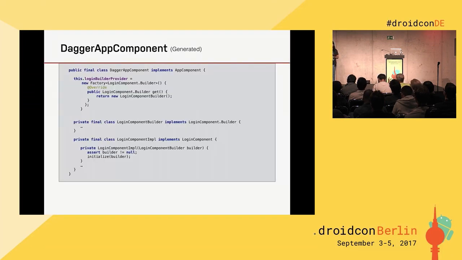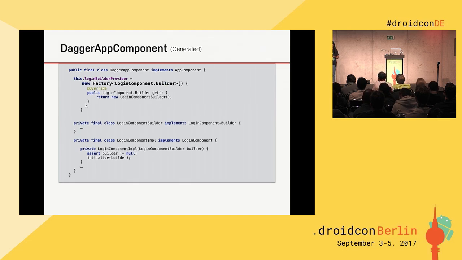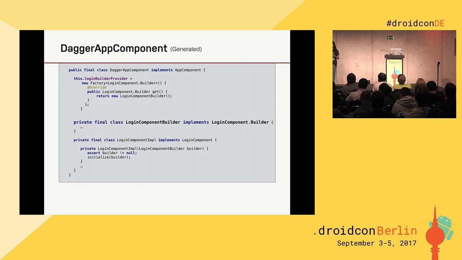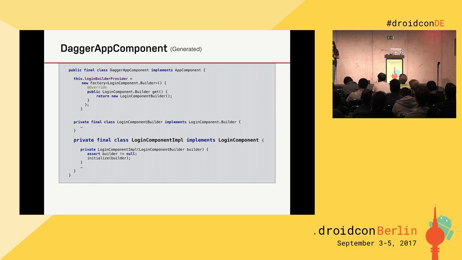So let's look at what Dagger will do in this case. This is the generated class for Dagger app component, and this is what is going to get generated. We have a factory of login component builder, and we are creating the login component builder. Login component builder implements the builder that we specified in the login component interface. And the login component impl implements the login component. So login component impl gets created, which is an inner class. That is why anything which needs to use any dependency of login component can go ahead and use it, because it is an inner class.